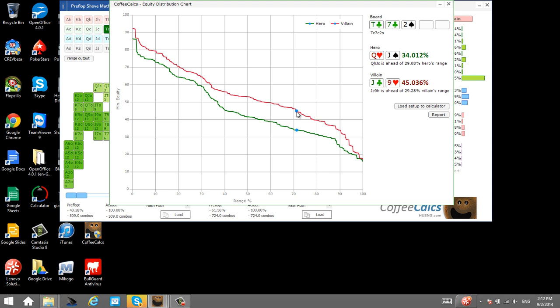This gives you a really good idea of how ranges stack up and who has more nuts. It's a great way of visualizing ranges and understanding who has a stronger range here and in what way they are stronger. It also tells you a little bit about how polarized ranges are. We'll see that more as we play out a hand and see how river ranges look, but it gives you this kind of sense of things.